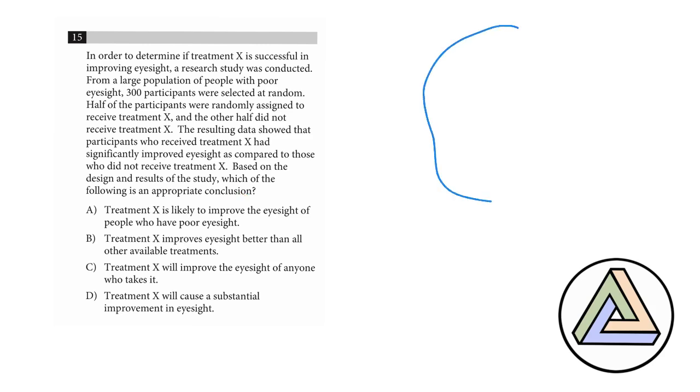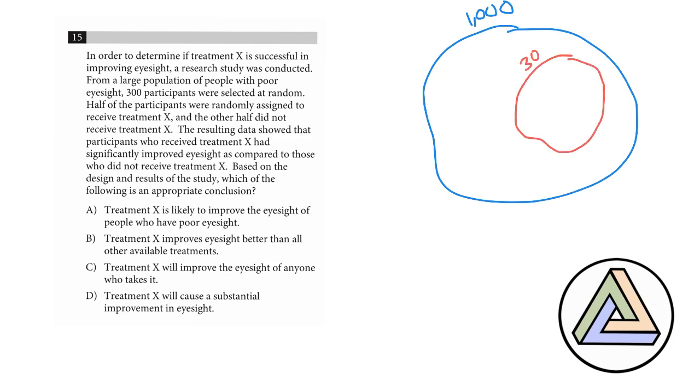So let's say you have a group of 10,000, we'll say 1,000 people. And then you studied 300 people. And you gave half of those people the treatment X, and the other half got nothing. I'll just do a little 3 dots for nothing. These people ended up having their eyesight improved, and these people unfortunately remained with poor eyesight.